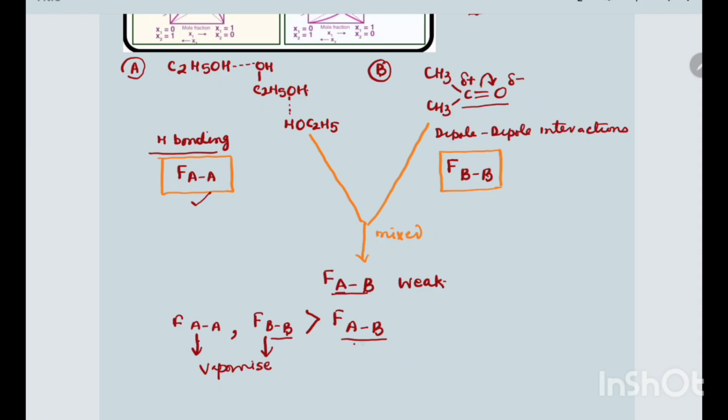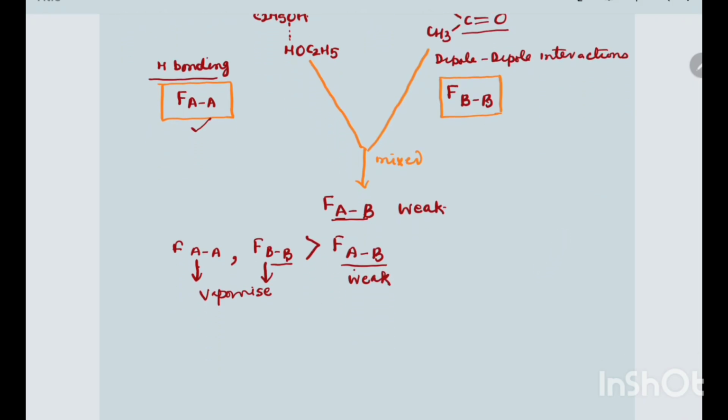So these forces of interaction, they are weak. When this is the scenario, what will happen? They will vaporize and the pressure will be more. The total partial pressure will be more than expected, and we say the solution is showing the positive deviation from Raoult's law.